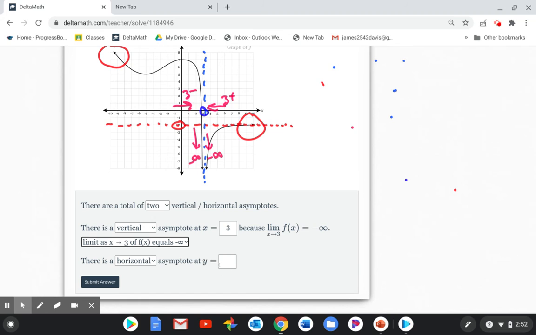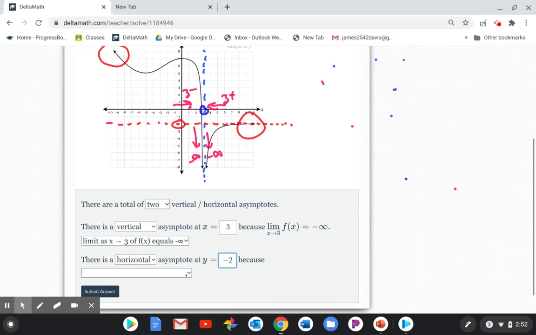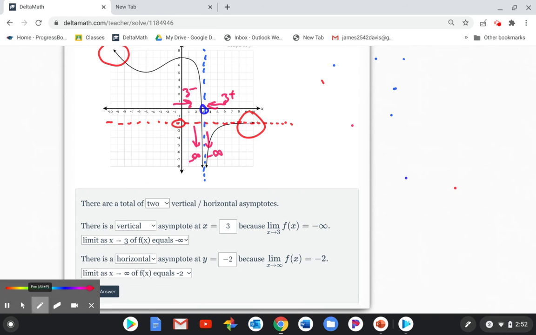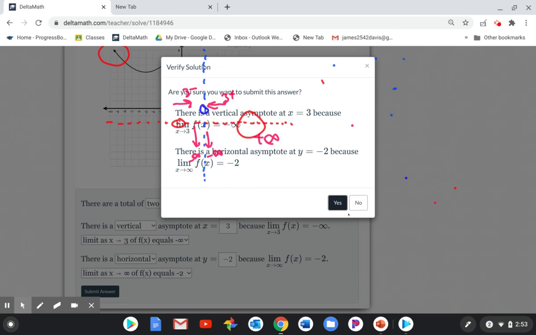So for the horizontal, these are a little bit harder to tell, but this is approaching negative 2 as our y value. And we're going to say it's the limit as x goes to positive infinity, because this is our positive infinity direction, right? We're approaching the y value of negative 2. So an infinite limit is actually synonymous with a horizontal asymptote. We'll do a couple more of these.